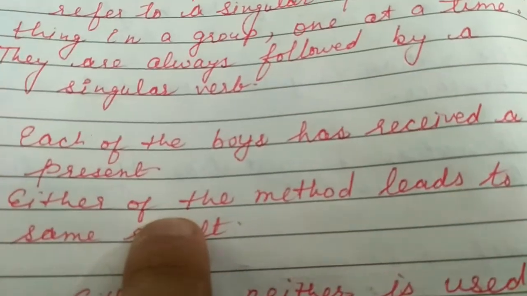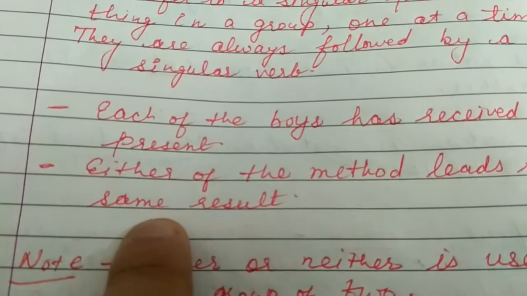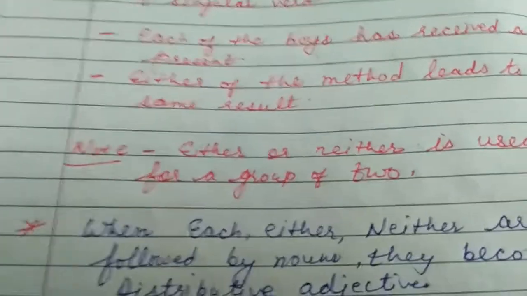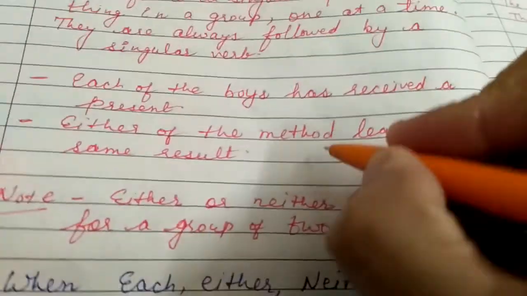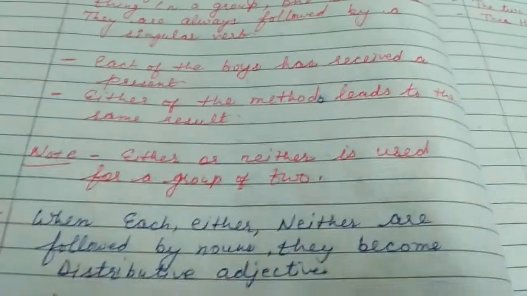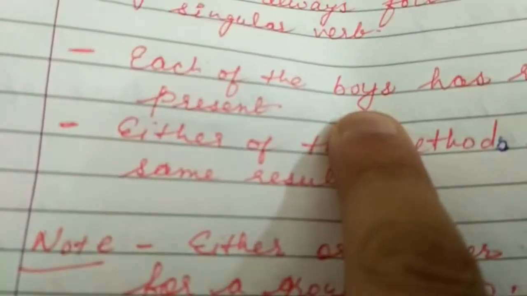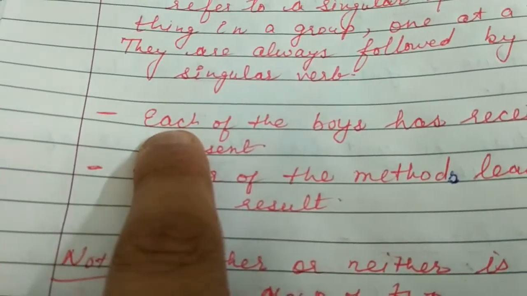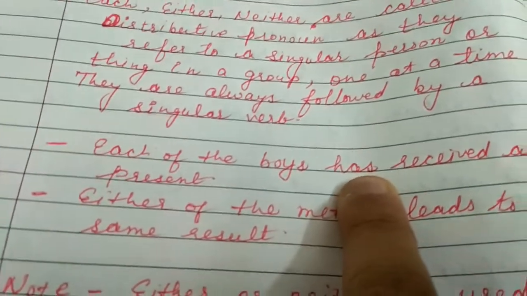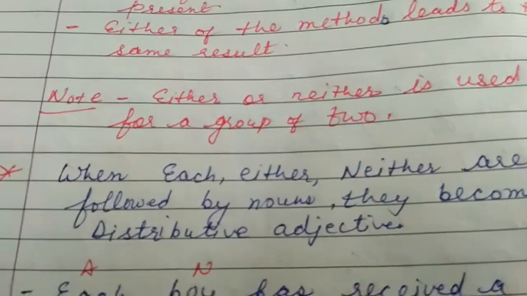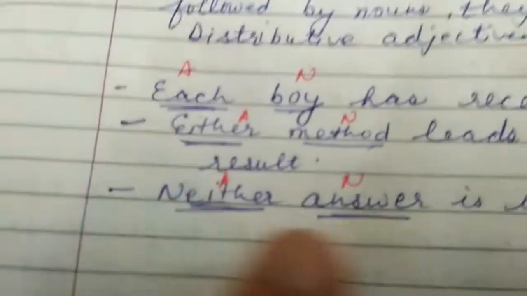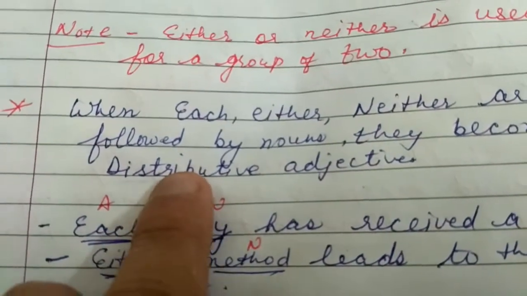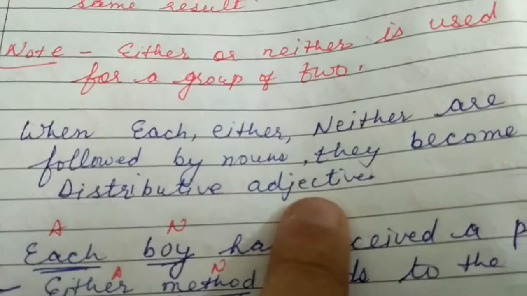Either of the methods leads to the same result. These things you have to take care of. Here methods will come. Some students just see boys, plural, and write have, but you have to keep in mind that because of each we will use the singular verb. One more thing you have to take care of: if there is a noun after each, it will again work as a distributive adjective.